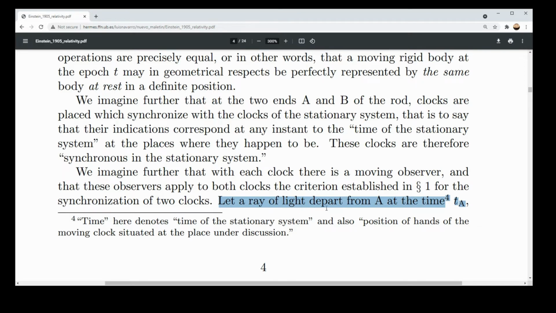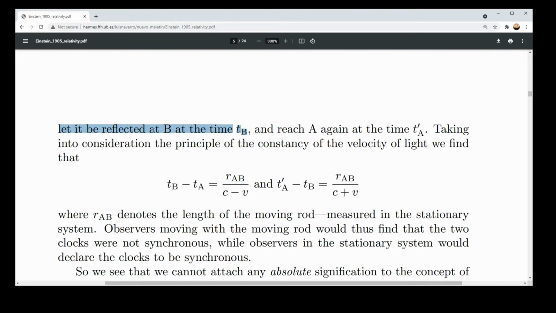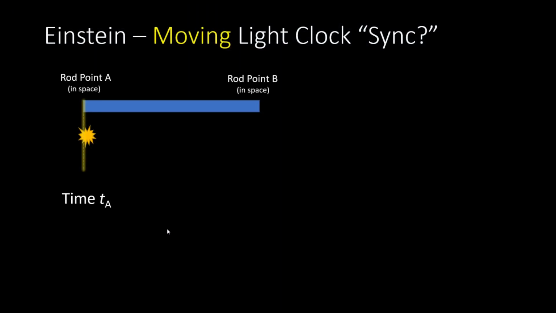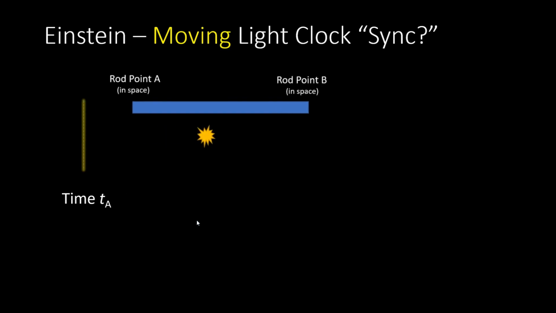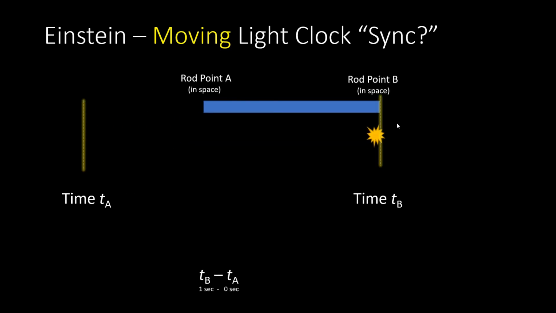Let a ray of light depart from point A at time ta, let it be reflected at point B at time tb, and reach point A again at time t prime a. Now let's look at the animation. The velocity will be imparted to the rod and the light pulse will leave point A. Now we are at point B and it will get reflected back to point A.